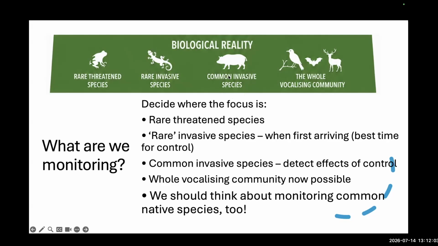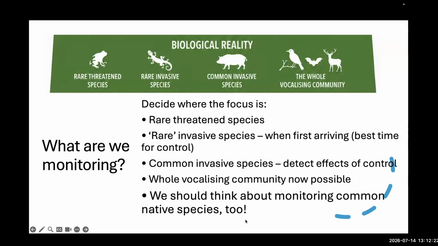You may want to detect common invasive species because you're trying to control them, and you want to see if you're having any effect in their decline, or you want to know which times of year they are most active, all kinds of things like that. Or you want to maybe detect the whole vocalizing community. And I think we can do that now using the technique I just told you about.